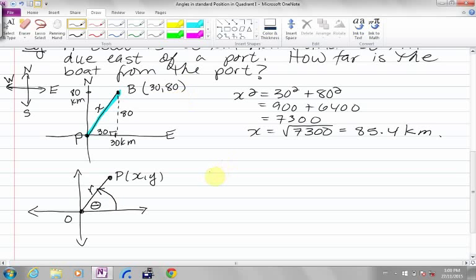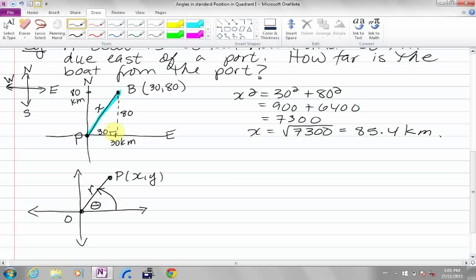All right, so this is the same kind of scenario, right? O would be the port, P would be the boat. And if we wanted to find the angle that the boat was actually moving in when it was going from the port to where it is, we could have calculated that. We could have used trig to calculate that, right?